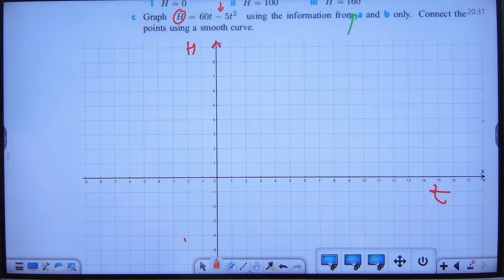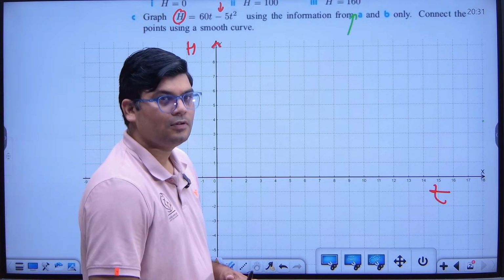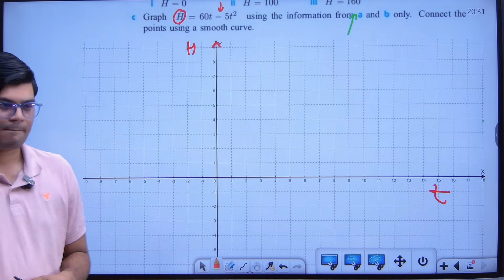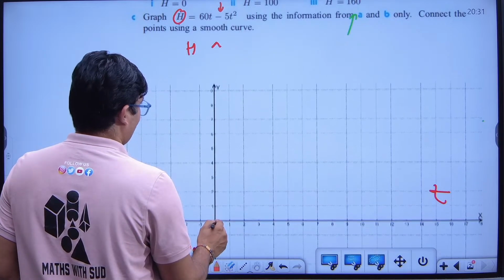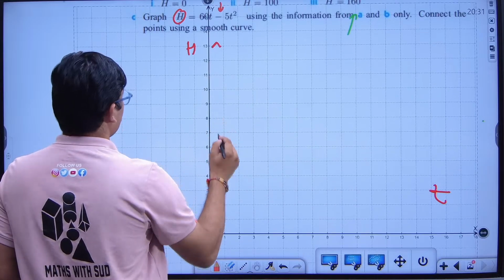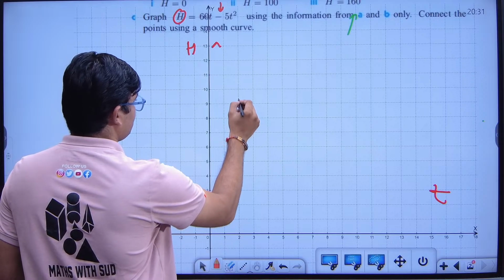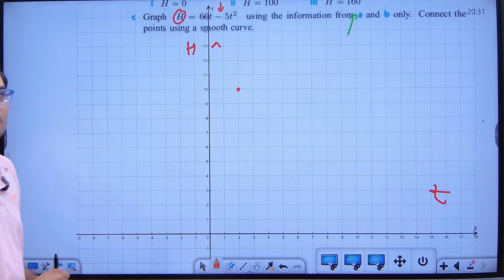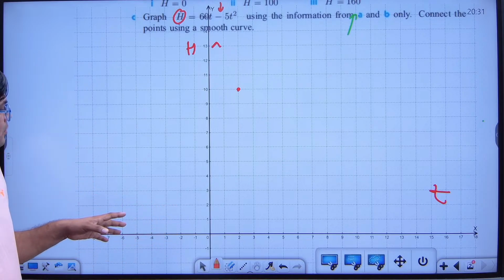Can you tell me the first value? I'm doing it in the order I wrote it down. The first value is when t is equal to 2, h is 100. So the point is 2 comma 10. Here is 2, here is 10. So this is the first point. And then what was the second point?